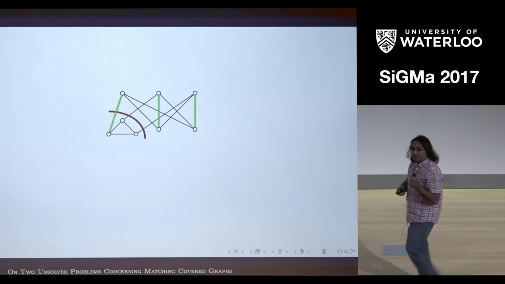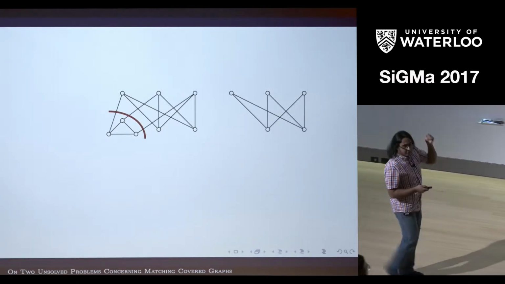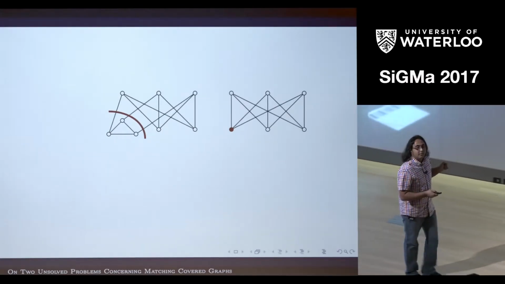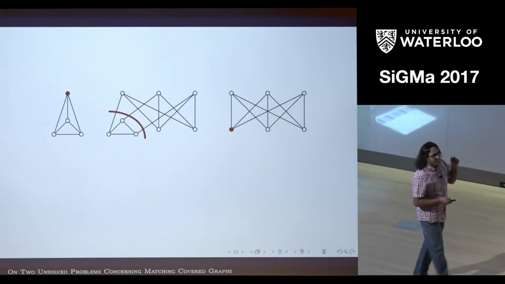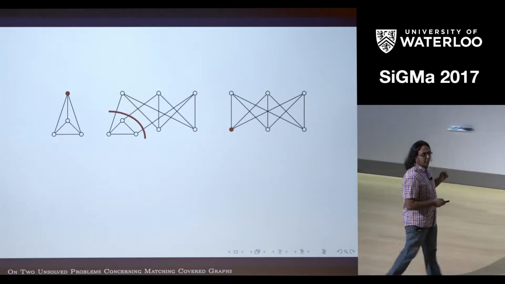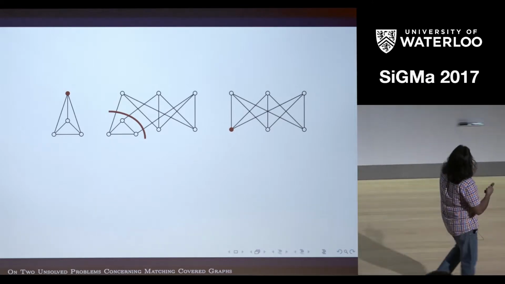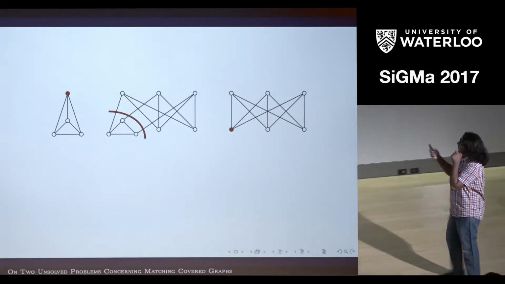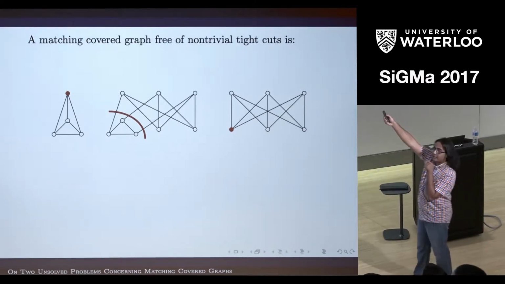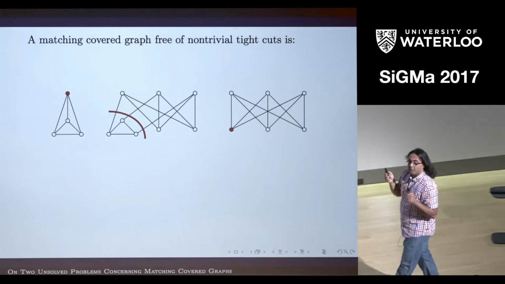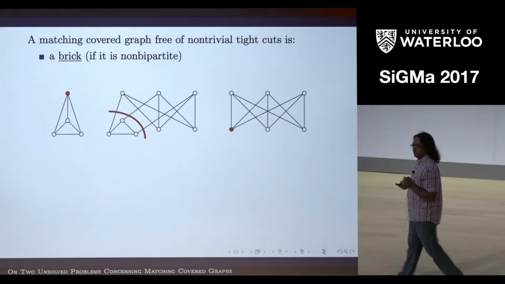And if you've got a non-trivial tight cut, you can do the following. You can contract one of the sides, or I'll call it the shore, to a single vertex, and you contract the other shore to a single vertex. It is easy to observe that both these graphs would be smaller matching covered graphs because the cut we had was a tight cut. And so we can decompose the big matching covered graph into smaller ones until we've got a list of matching covered graphs that are free of non-trivial tight cuts. These graphs are called bricks if they are non-bipartite, braces otherwise.